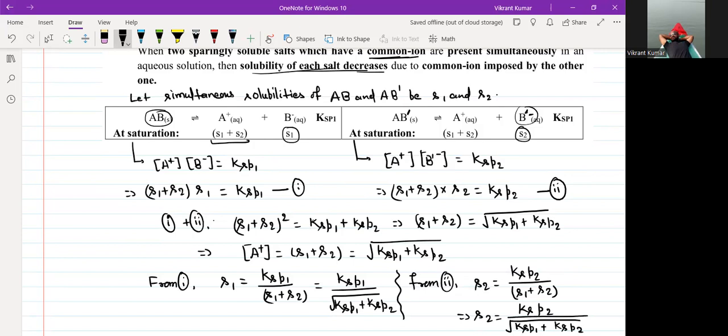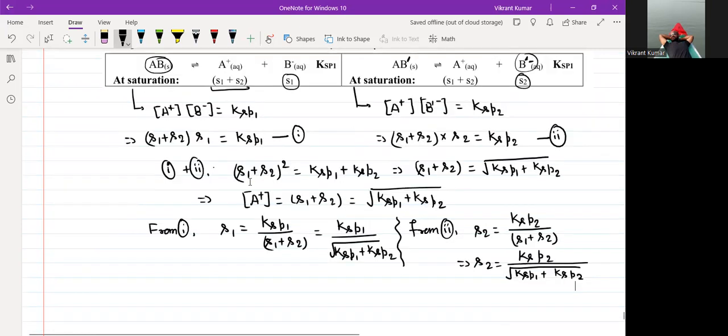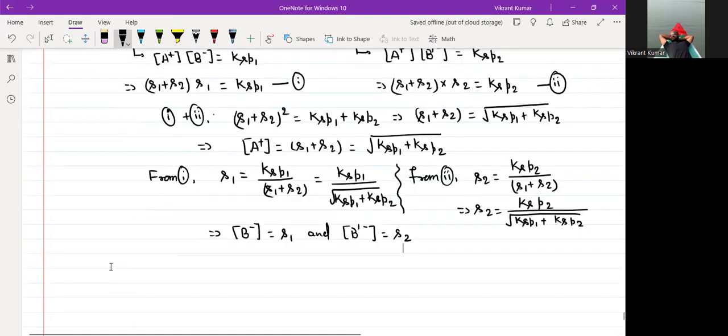Is it okay? और concentrations of anions भी वही आ रहा है. So B minus is nothing but S1 के बराबर and B dash minus is nothing but S2 के बराबर, and we have calculated these two values. है ना? Any doubt? क्योंकि इसके आगे फिर से क्वेश्चन. If you don't have any doubt, then solve this question.